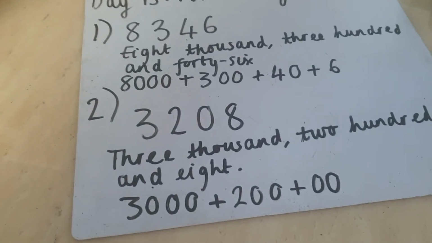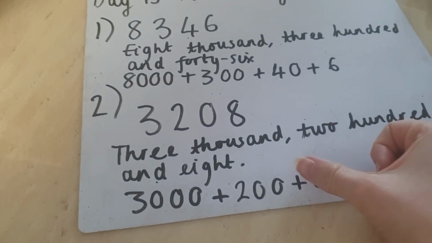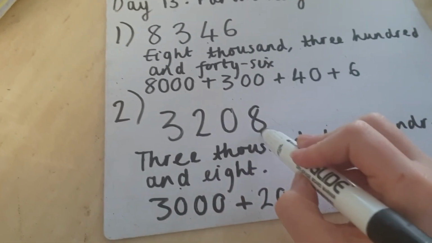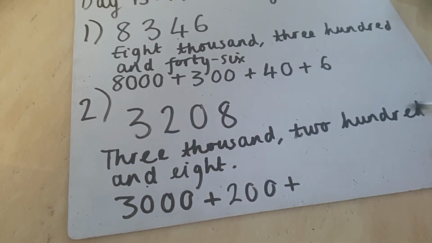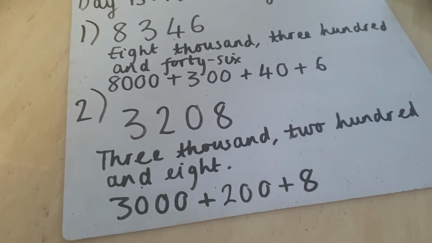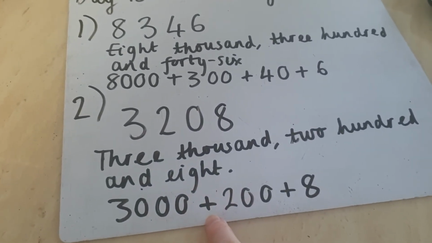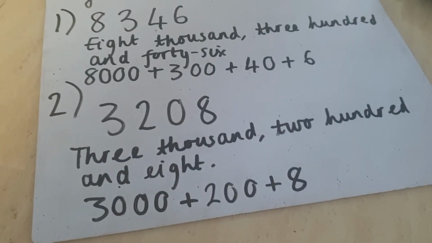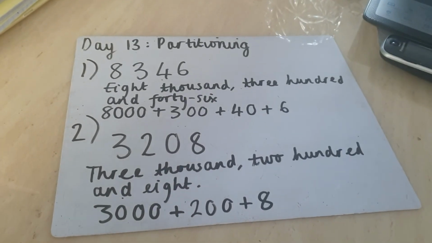I see a lot of children doing that. No, don't do that because that's not partitioning because of zero. There's no point in doing anything. So you just focus on the next place value, which is the ones. And we've got eight ones, so it's plus eight. So 3,000 plus 200 plus eight is 3,208. Nice and simple. I look forward to seeing you work.